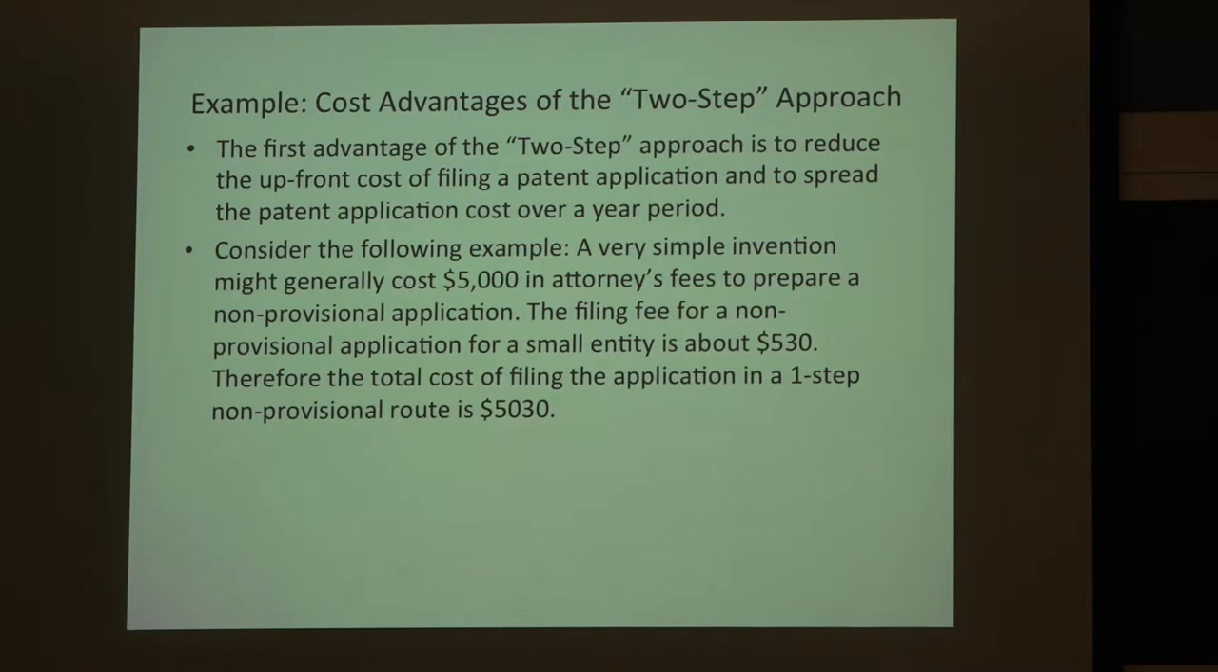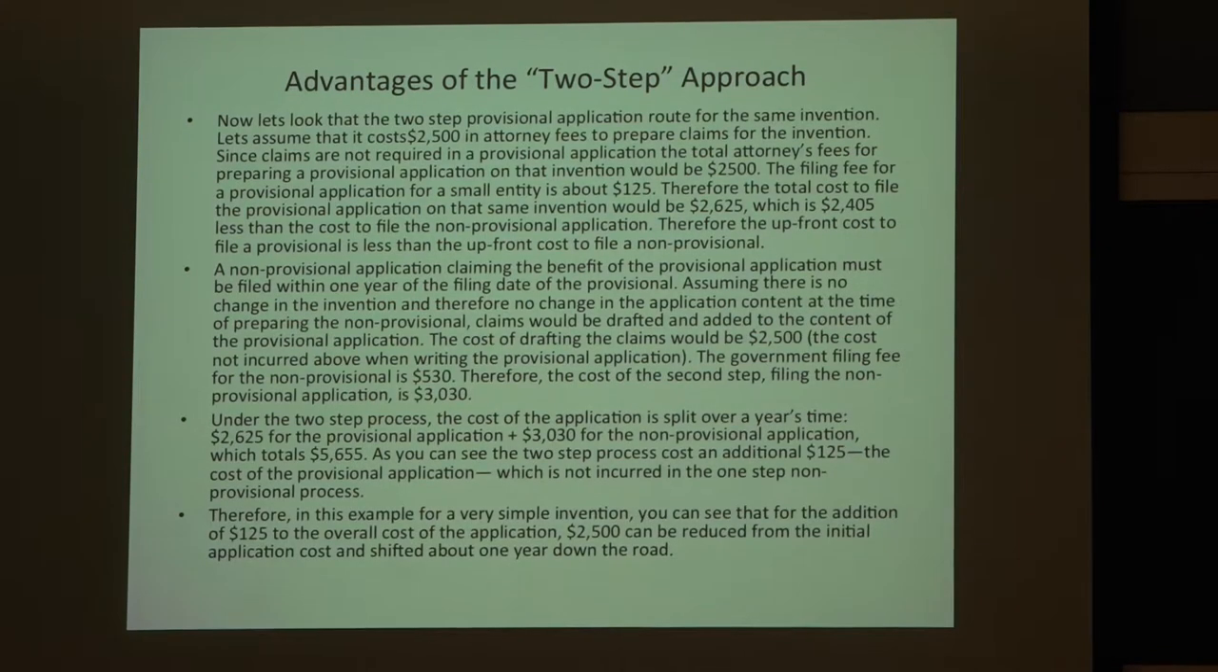$5,000 in attorney's fees to prepare a non-provisional application, that's actually kind of cheap. But the example I give is a very simple invention. The filing fee for a non-provisional application for a small entity is about $500. Therefore, the total cost for a non-provisional application is pretty steep. It gets up around $6,000. But if you instead go the provisional patent application route, it costs a third of that.